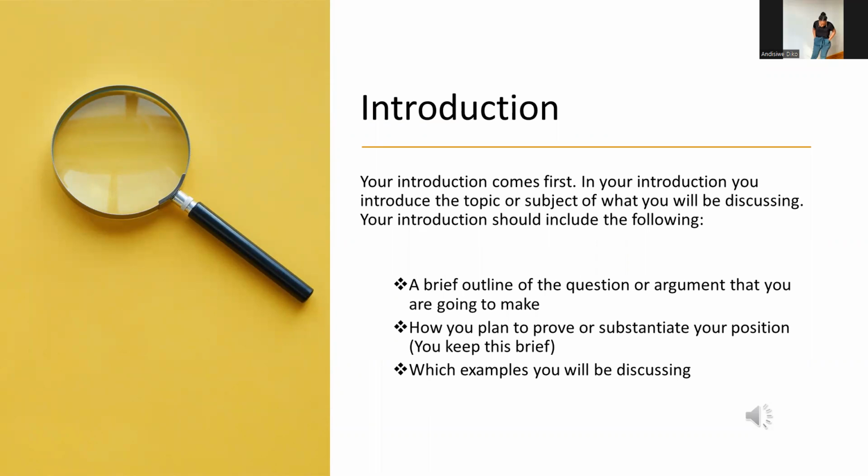Your introduction should include the following: a brief outline of the question or argument you're going to make, how you plan to prove or substantiate your position, and which examples you'll be discussing. When you're writing your introduction, you can give a bit of background information that is within the context of your discussion. You have to state your aims and intentions, obviously, but be very clear. Avoid giving vague background information like "a long time ago." Give timeframes and definitions if necessary.